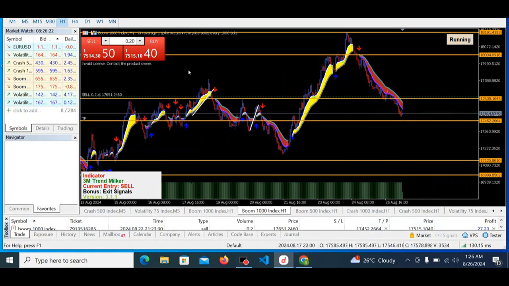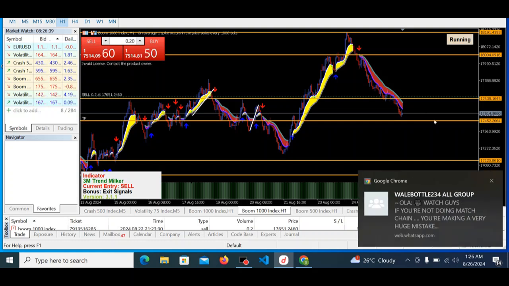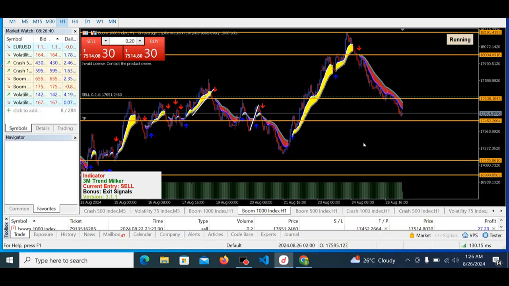So guys, this is Boom 1000. I'm using the 3M trend milker trading indicator to do my analysis, and of course I'm on the 1 hour time frame. I decided to use 1 hour so that you guys can still manage your way within the market. This started an uptrend from here and it came to an end around here. So right from there it started a downtrend.